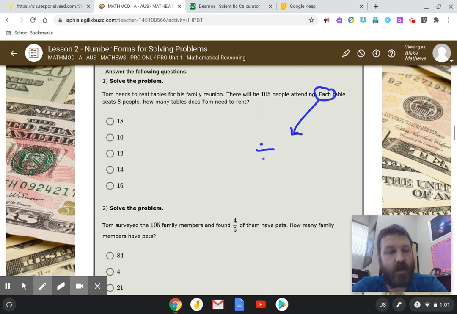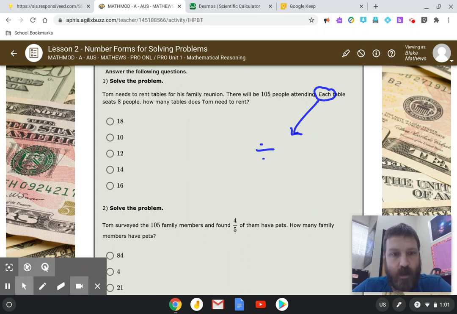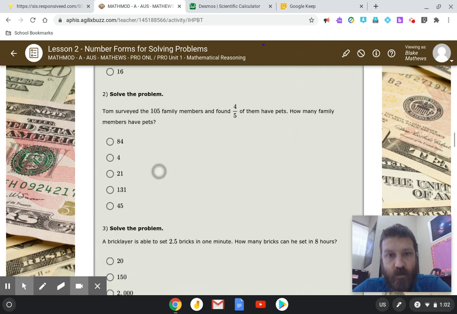So I'm going to post a list of each of these translations of words to math. Like each being division, I'll post that in the class notes. So just look for that. All right. Let's go to the next one.